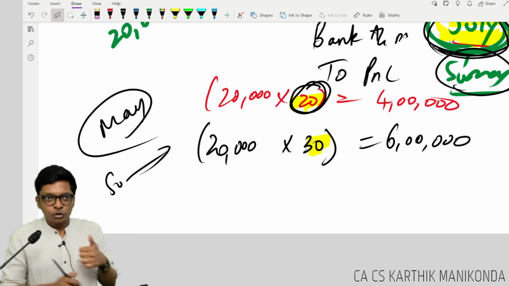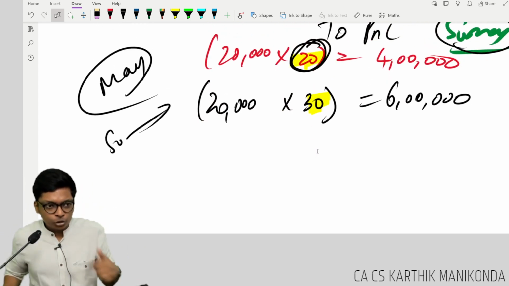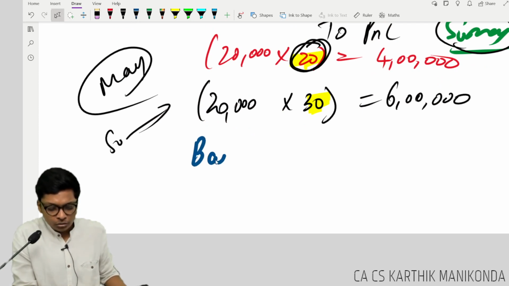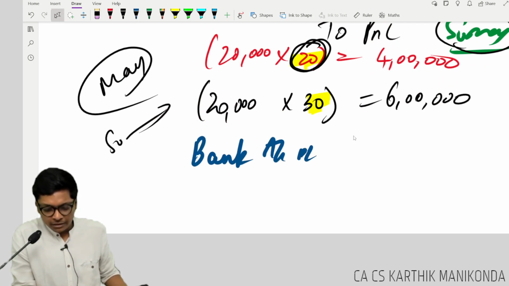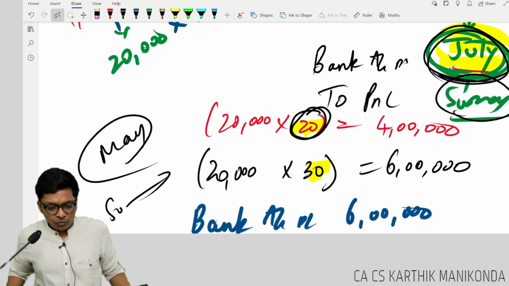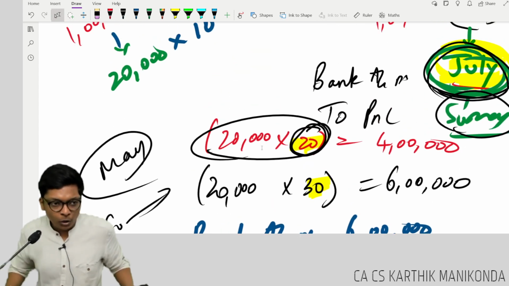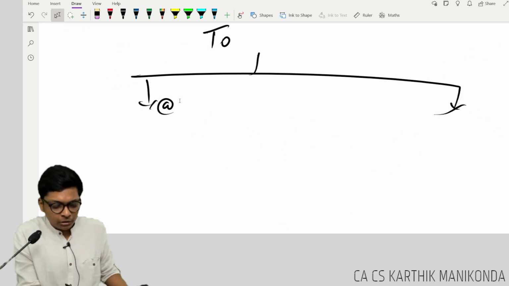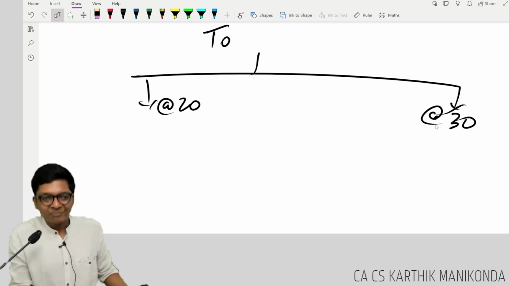Are you following? So now Radharam sold the shares, correct? His entry will be now bank account debit 6 lakhs to... no, first, when he sold at 20, what was the entry? Let's write both the entries, guys, for me to give you. When he sold at 20, when he sold at 30.